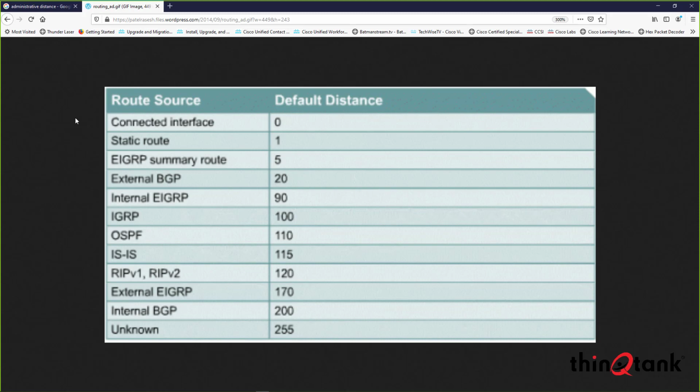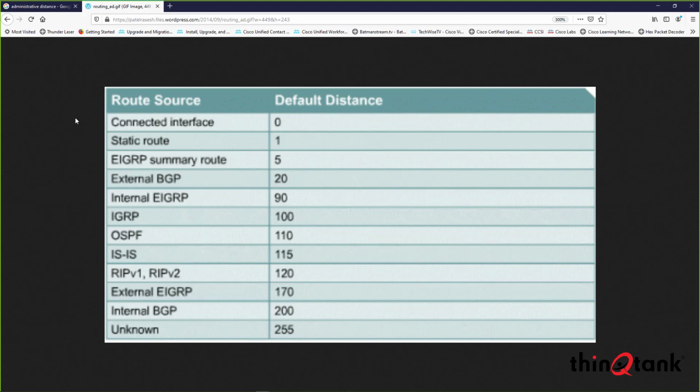EIGRP and OSPF, we talk about routing. Routing is layer 3. EIGRP and OSPF are layer 3 protocols. They run directly on top of IP, protocol 88 and protocol 89. IS-IS is actually layer 2. It exchanges routing information, but it does it at layer 2.